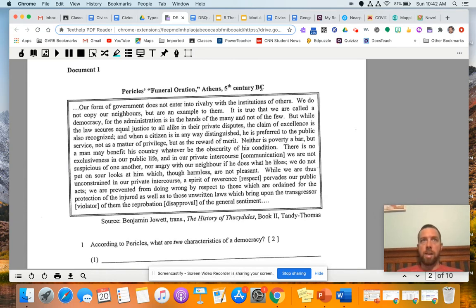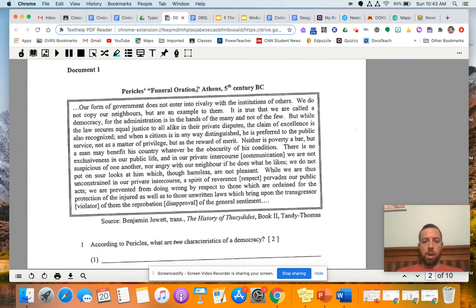And they're kind of like the founders of democracy, in the sense that they were the first society to really try this democratic experiment of having the people have the power. Okay, so the source here, History of Thucydides, Book 2, is spoken by a guy named Pericles, who was an Athenian politician. He was a prominent politician in Athens, and really believed in democratic principles. And it's called Funeral Oration.